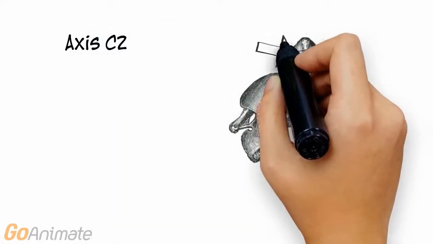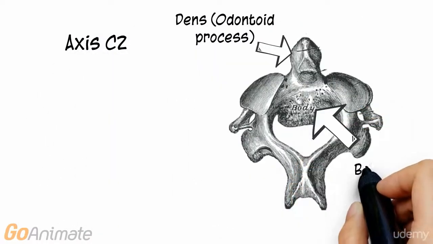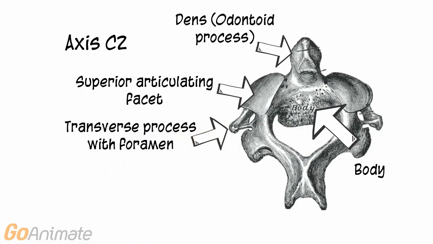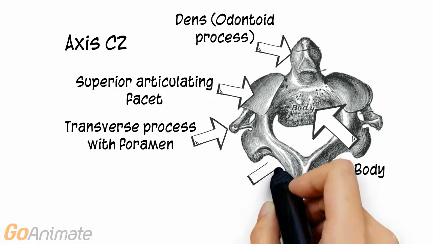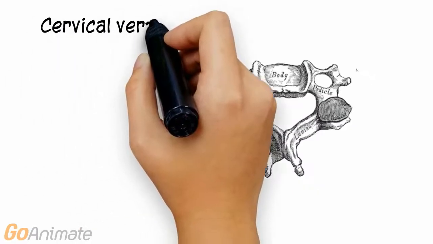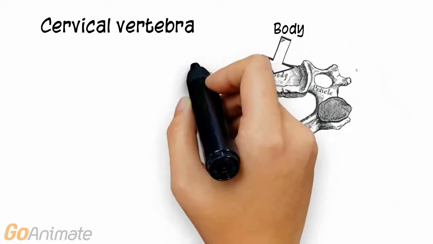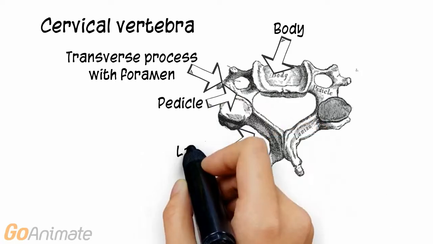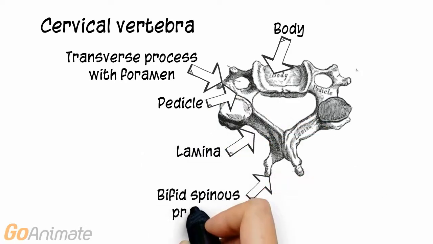The axis, or C2, is another unique vertebra. The axis is the only vertebra that contains this process called the dens or odontoid process. The dens sits on top of the body. There is also a transverse process with the foramen and superior articulating facets that connect with the atlas. The spinous processes in the cervical spine are bifid, meaning they split into 2 parts. There are also lamina and pedicles that form an arch or space for the spinal cord.